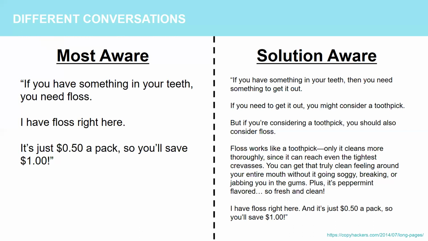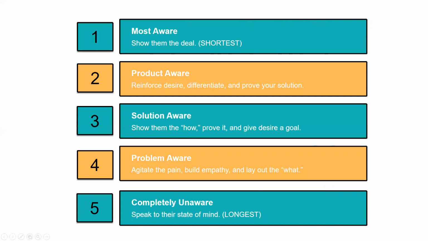And you'll notice in the solution aware version, I'm doing things like discounting other solutions, I'm explaining the benefits that they can get, I'm laying out why it works, how it works. So as we move on here, generally with most aware, you just want to show them the deal. With product aware, you want to reinforce that desire, focus on differentiating yourself and proving that you can do what you say. For solution aware people, you want to show them the how, so show them how this will happen, prove it, and give the desire they have a goal. And that goal should be resolved by your product.